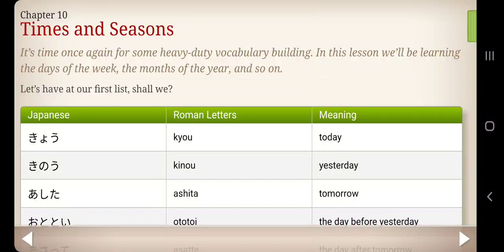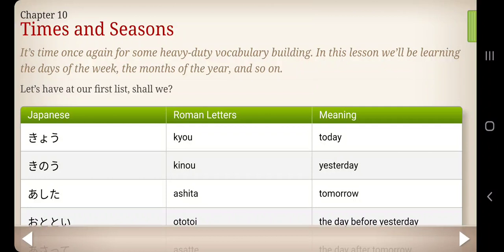Hello guys, it's been a little bit, but I figure it's about time we get back to some Human Japanese. So we're gonna pick it back up at chapter 10, Times and Seasons. It's time once again for some heavy-duty vocabulary building. In this lesson, we'll be learning the days of the week, the months of the year, and so on. So let's have our first list, shall we?